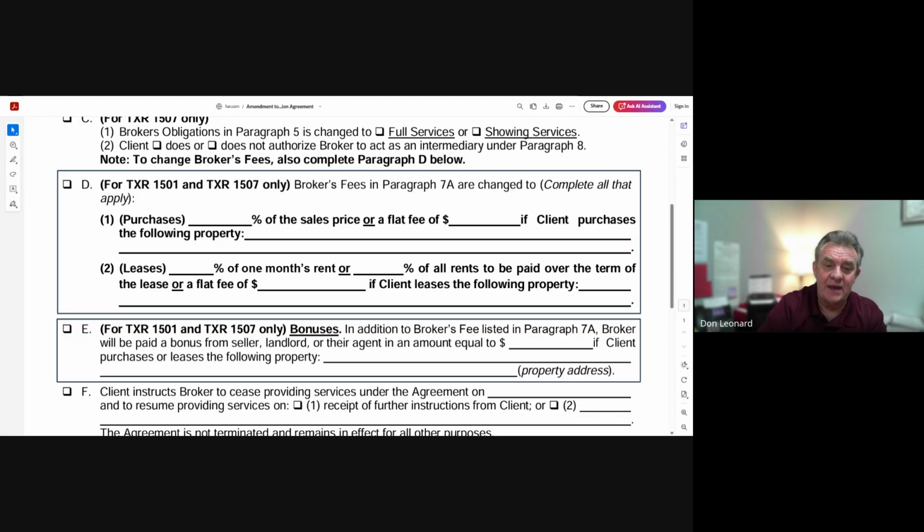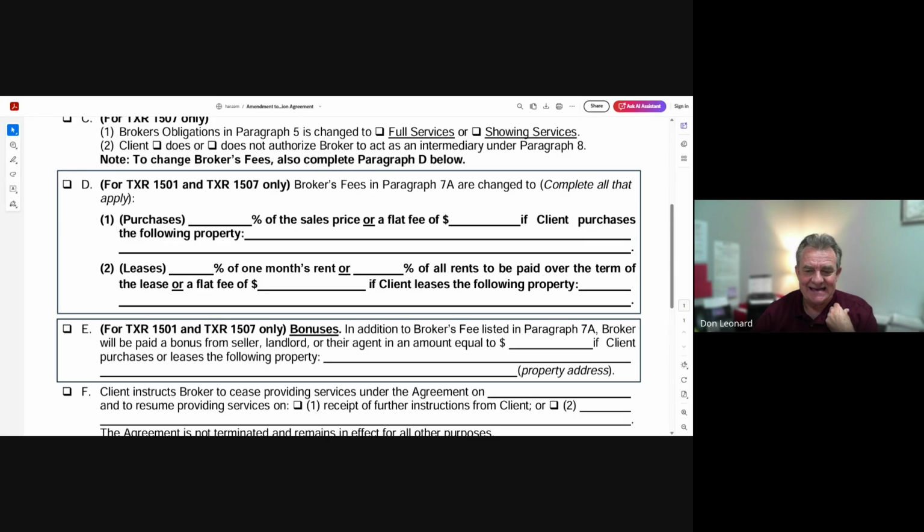And again, for that one property, this could not say for any property or anything like that. I'm sorry, it has to be specific. It has to be an actual property address. You cannot put in there that I get the bonus on any property that they end up buying. It has to be specific in the address.